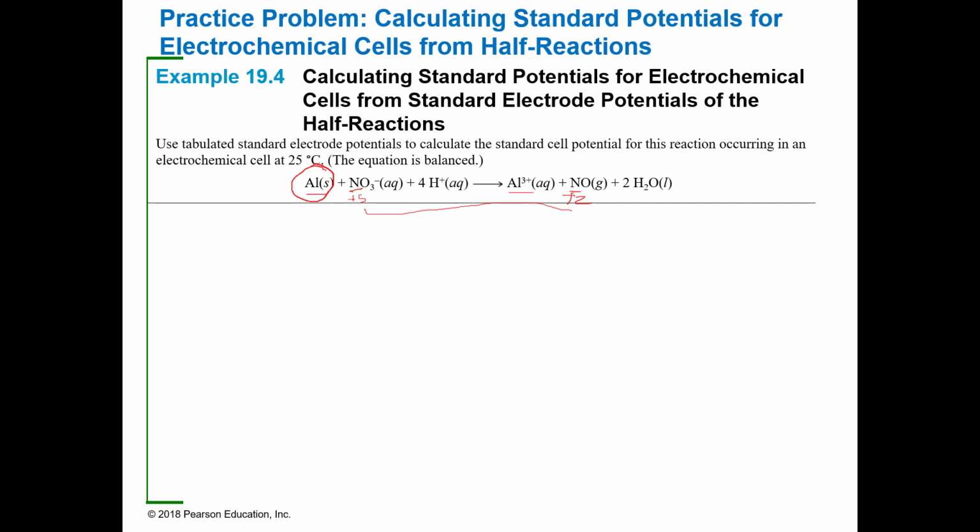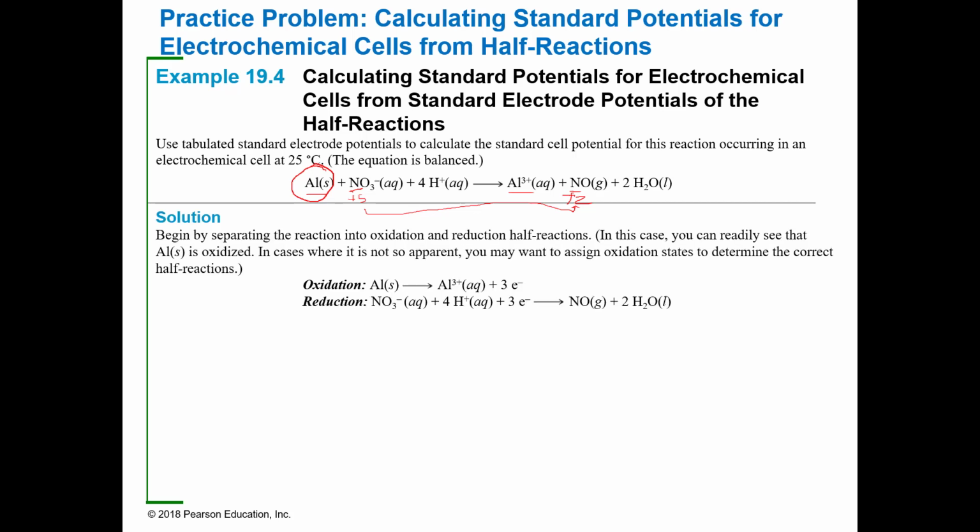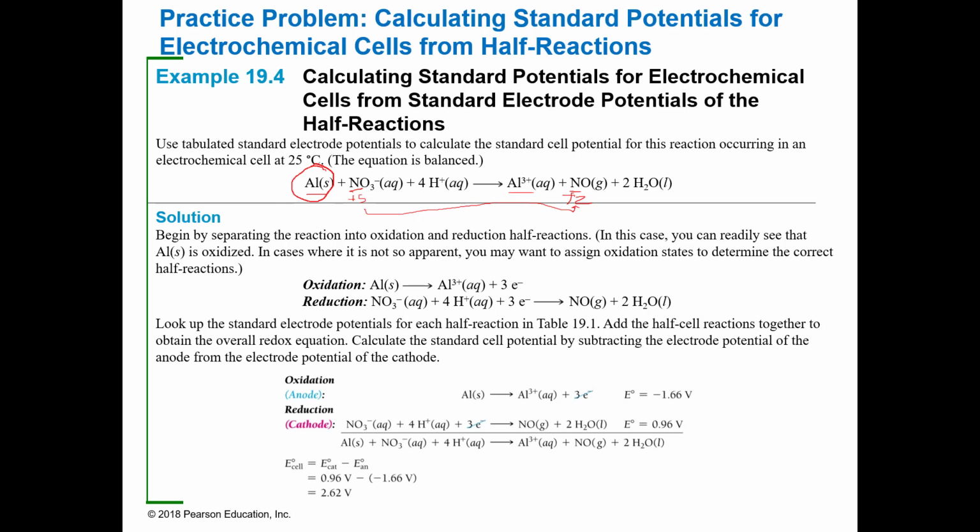So nitrogen has been reduced from +5 to +2. All right, so that's what I need to look at. Look at the tabulated values in that table that we just looked at and figure out what's going on. So aluminum's being oxidized, nitrogen in the nitrate is being reduced. All right, so we have our two half reactions. Now, here's something you've got to watch again. The electrons have to be in agreement. Whatever's being lost here has to be gained here, before you can add the two together.